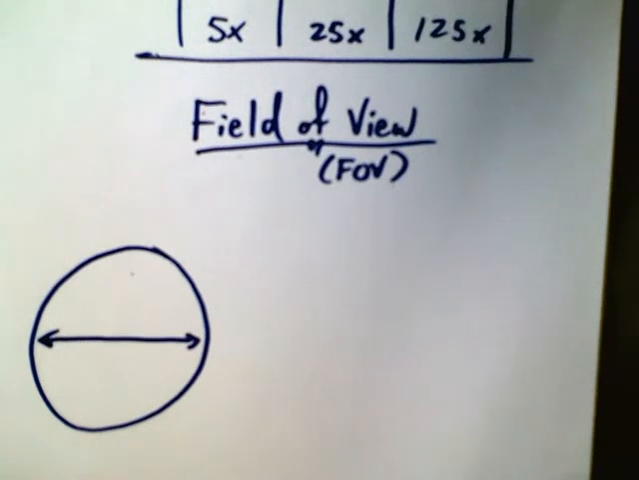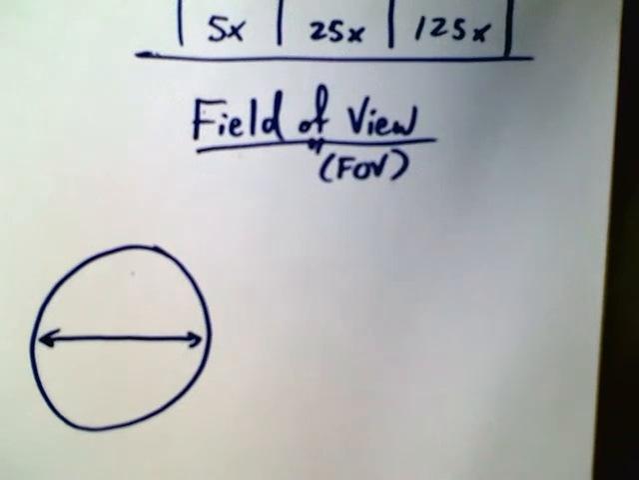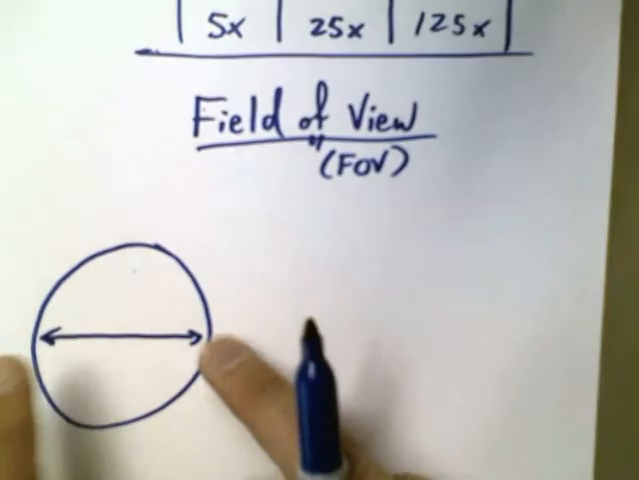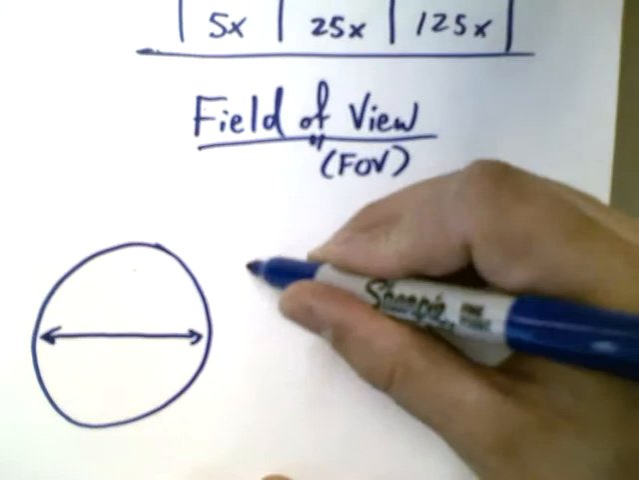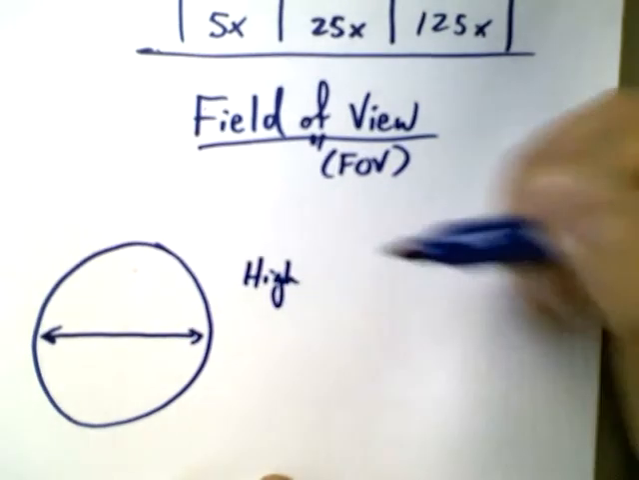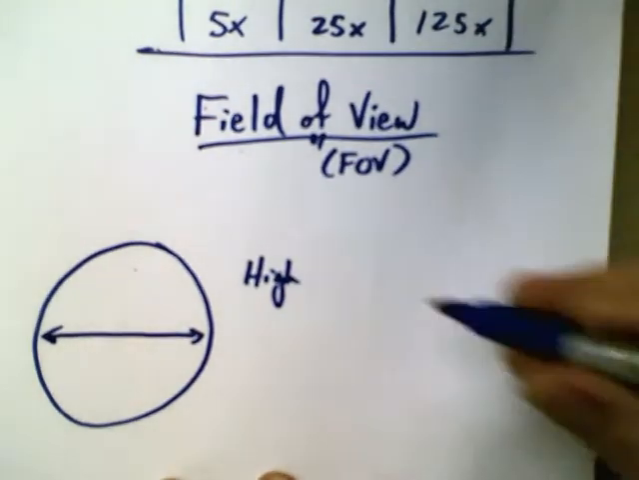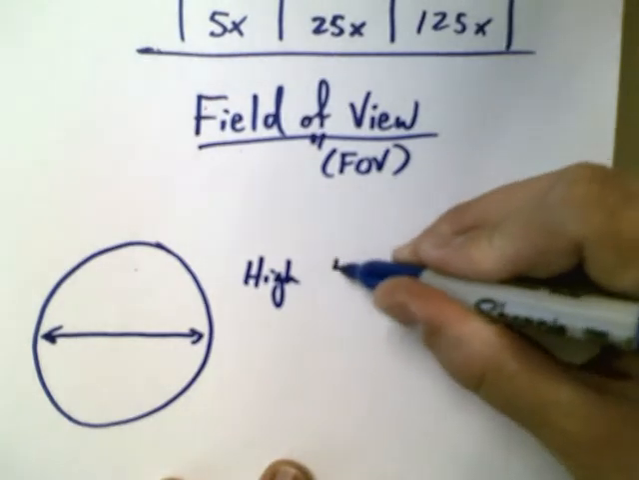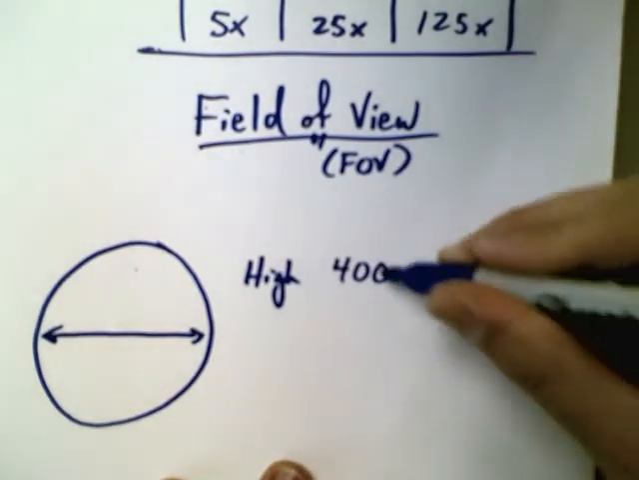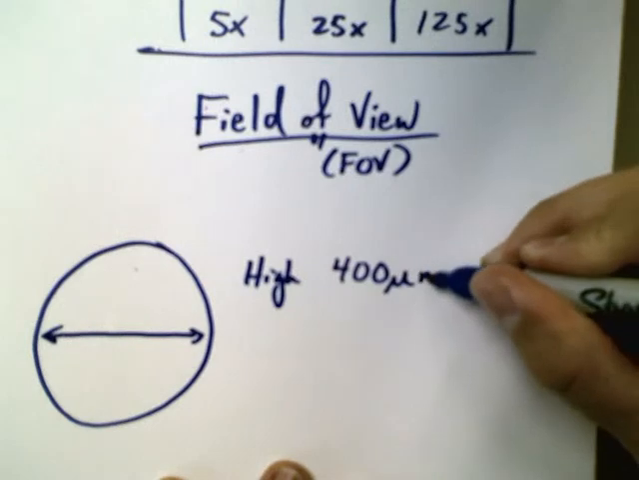If you didn't use microscopes last year, don't worry. I'm going to give you the training on it. It's not a big deal. It's not a huge hole in your knowledge. It does have a diameter. For our purposes, we've gone around, we've looked at our microscopes, and I'm going to tell you right now, for high magnification, the field of view has a diameter of 400 micrometers.